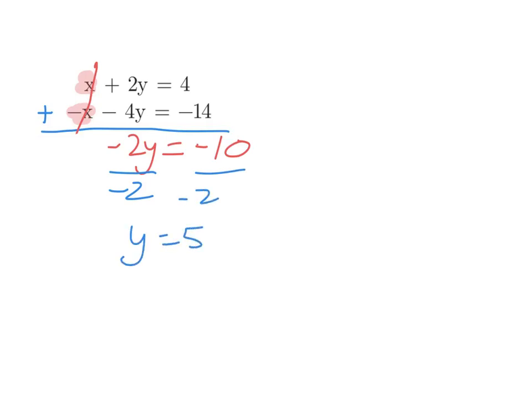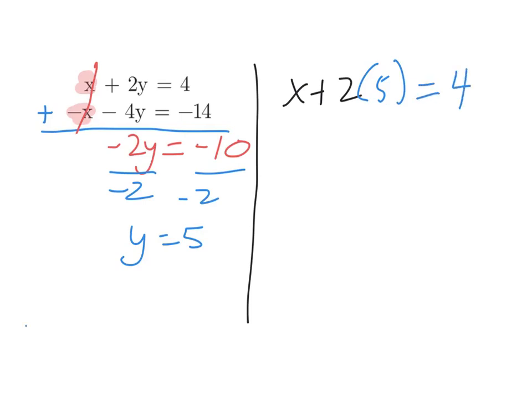Okay, so I'm halfway done now. I found out what y is. Now I need to find out what x is. So I take 5 and I plug it into one of the equations. It doesn't matter which one. And then I'm going to solve for x. Which equation do you want to plug it into? The top one. So here's what it looks like. x plus 2 times 5, because I'm plugging that in for y, and this equals 4. Go ahead and solve for x.